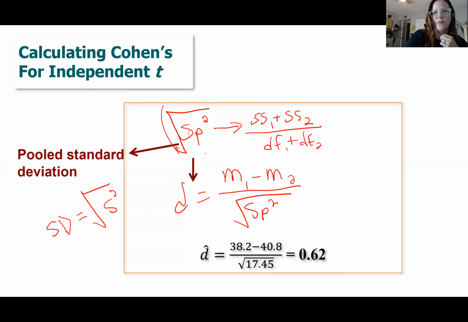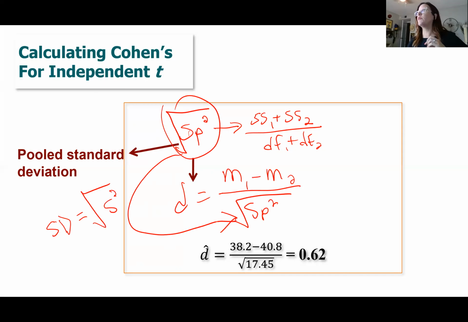This here is actually a pooled standard deviation because we're taking the square root of the pooled variance. So we're plugging that 17.45 in there, taking the square root. Some of the biggest errors that I see students making is forgetting to take the square root, because the pooled variance, if you take the square root of that, it's the same thing as a pooled standard deviation.